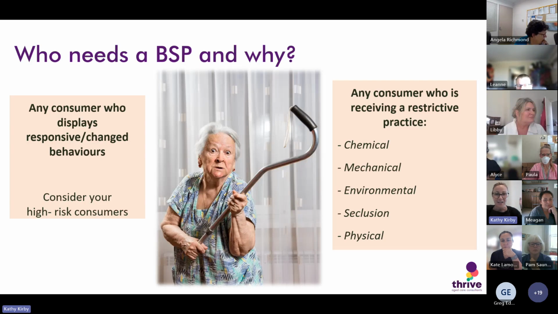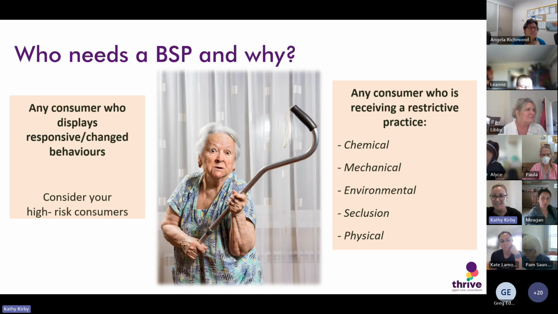So let's start at the beginning with a quick refresher on who needs a behaviour support plan and why. I know that the majority of you attending are working in aged care, so there are regulatory requirements in aged care in relation to behaviour support plans. But behaviour support plans can be used more generally for people who display responsive or changed or challenging behaviours or behaviours of concern, whatever term you are used to using. It is a document that should be used for your high-risk consumers or your high-risk clients or residents, depending on the area that you work in.